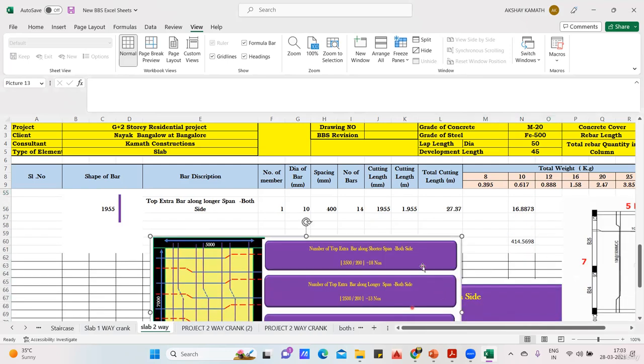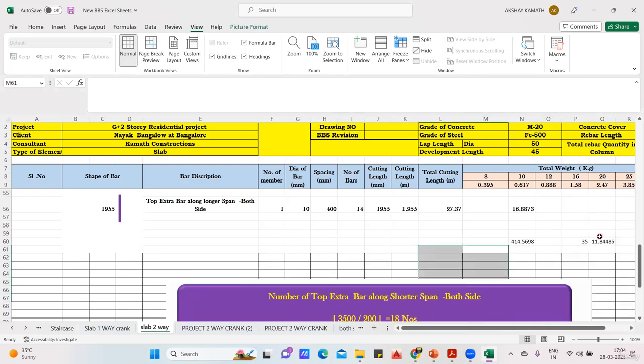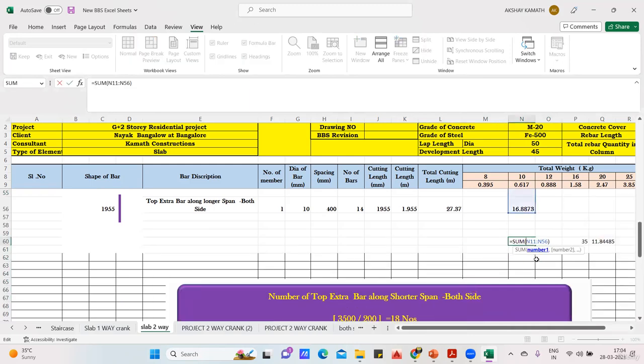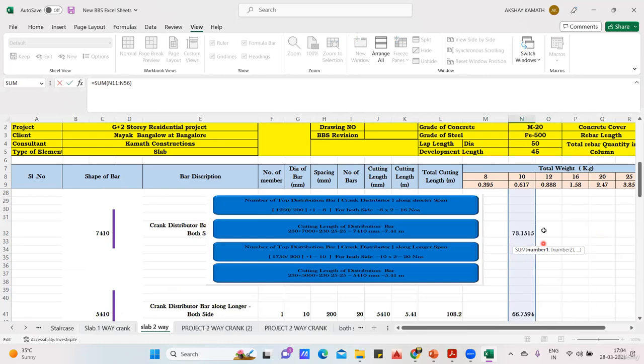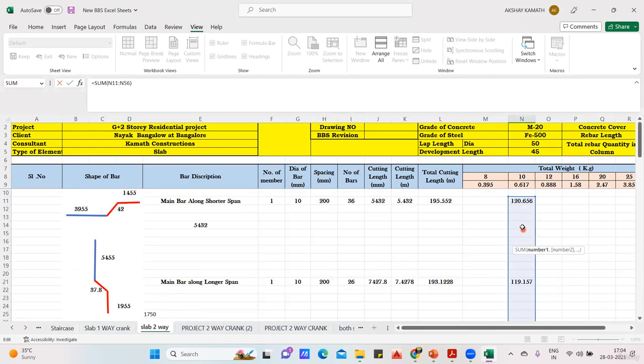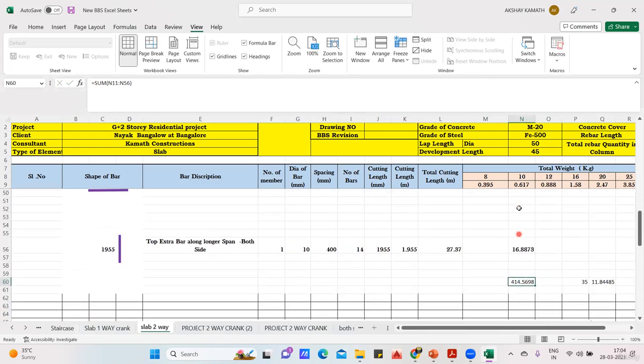So if you ask me, sir, what is the total steel that is required in this two-way slab? The total steel required will be, I've done the calculation, add all this steel which has come in your 10 diameter column. So 414 kg of steel is required in a two-way slab.